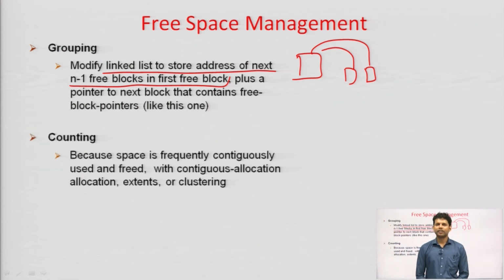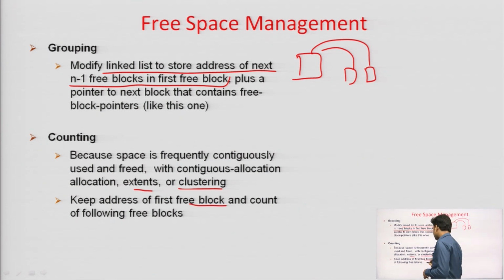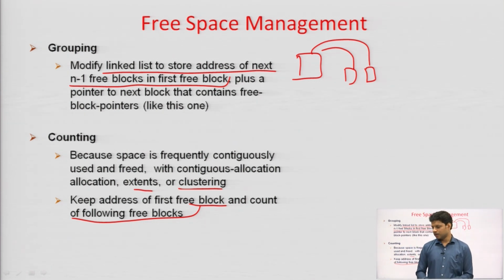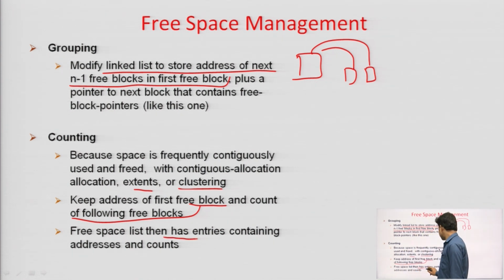What is this counting? Counting is used because space is frequently contiguously used and freed, with contiguous allocation, extents or clustering. So it just maintains the count of the free blocks. Keep the address of the first free block and the count of following free blocks. So it contains the address of the first free block and maintains the count of the number of free blocks that are available inside the disk. The free space list then has entries containing addresses and counts.